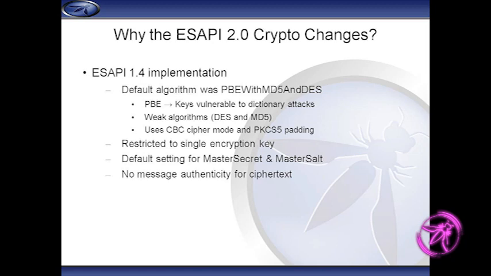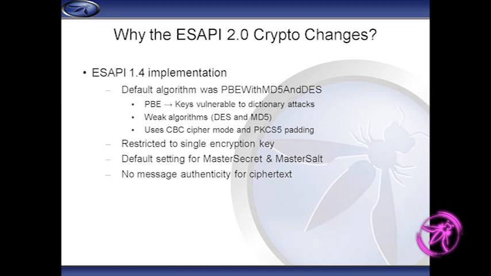In a later version of 1.4, we changed this to PBE with SHA-1 and DES EDE, which is triple DES. So it's a little bit better, but still not quite great. The other thing is that it uses CBC cipher mode, and you'll see what the problem with that is. It uses CBC and PKCS 5 padding, but that meant it's prone to padding oracle attacks, which I'll talk about later.